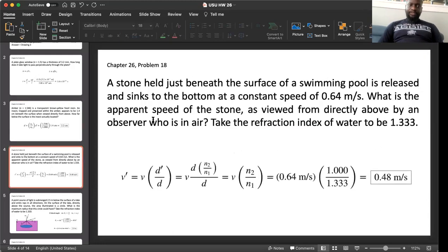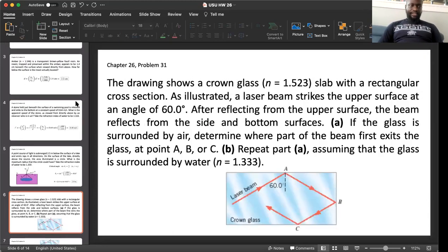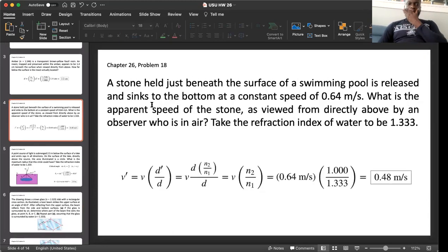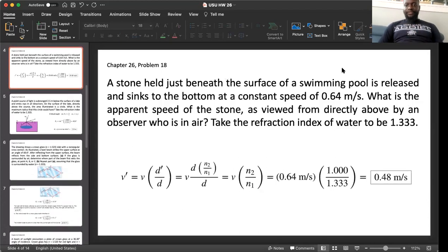Okay, chapter 26, problem 18 says, right here, a stone held just beneath the surface of a swimming pool is released and sinks to the bottom at a constant speed. What is the apparent speed of the stone as viewed from directly above by an observer who is in air? So real speed over apparent speed is also a ratio of the distance traveled.